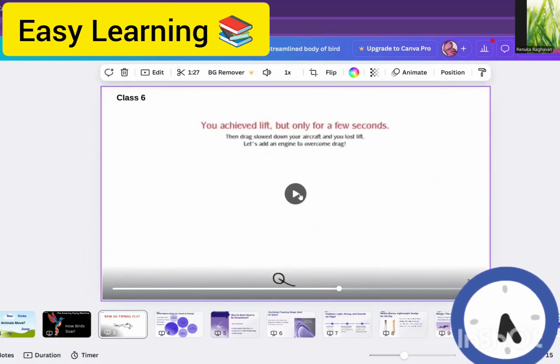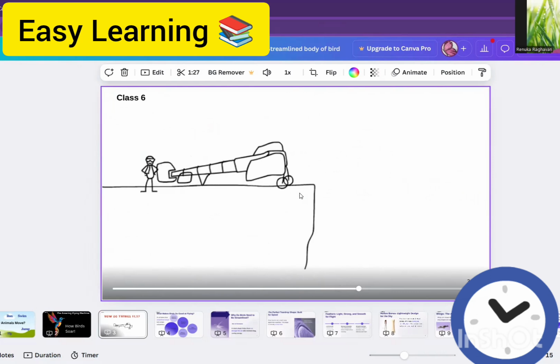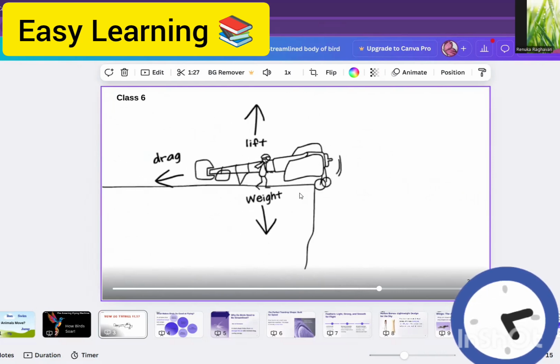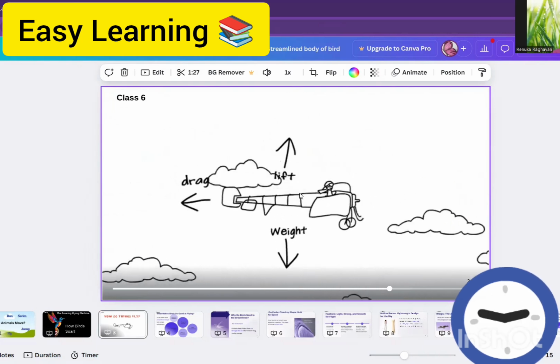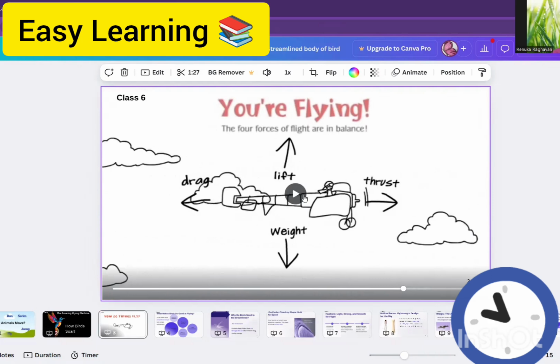So to overcome this, he needs to attach an engine. Okay. Now he is able to fly. Yes. So there are forces acting on the plane, like lift, weight, drag, and thrust. So all these forces give a balance for the plane to fly in the air. Okay.